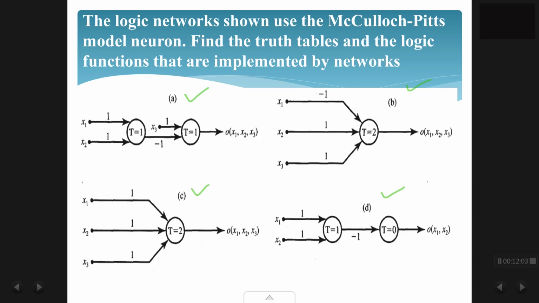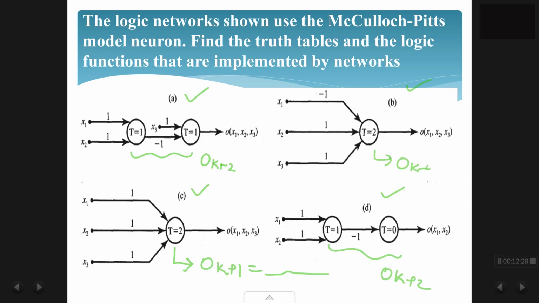You have to find out the truth table, and then you have to find out the equation O(k+1) is equal to what. In this case, since there is only one neuron, you will be getting O(k+1). In these cases, you will be getting the equation as O(k+2). In this case also, you will be getting O(k+2). Here you will be getting it as O(k+1). So you need to get the equations for each of these functions.